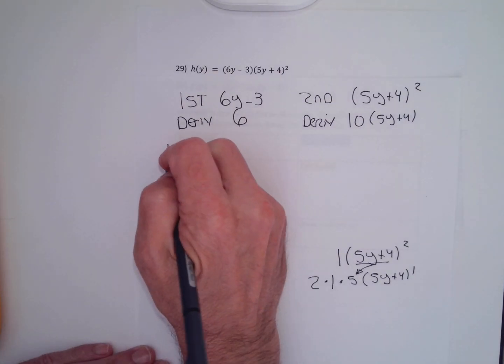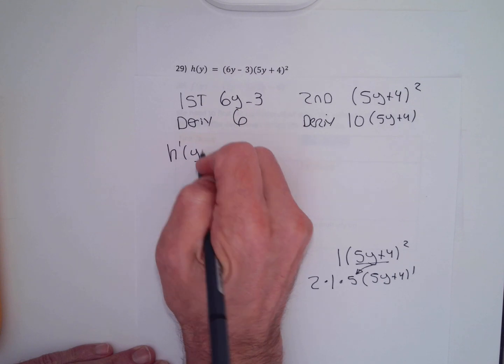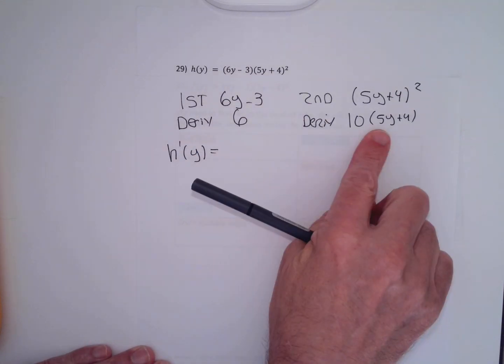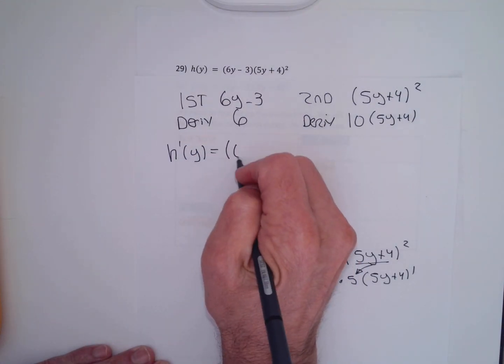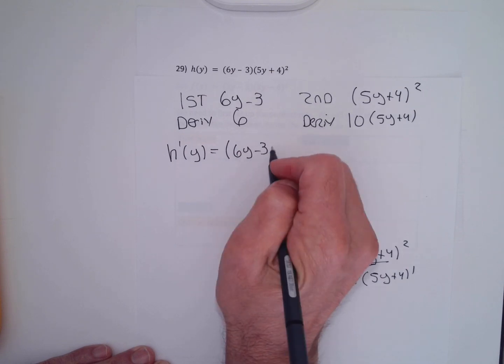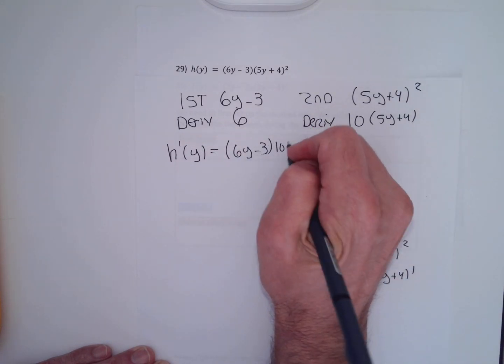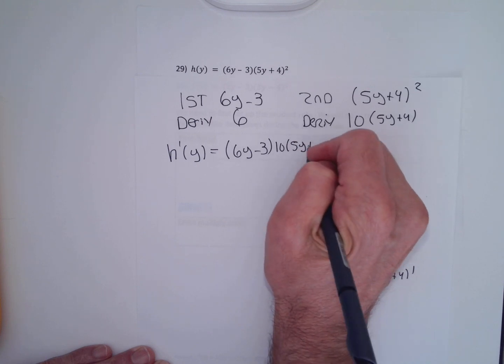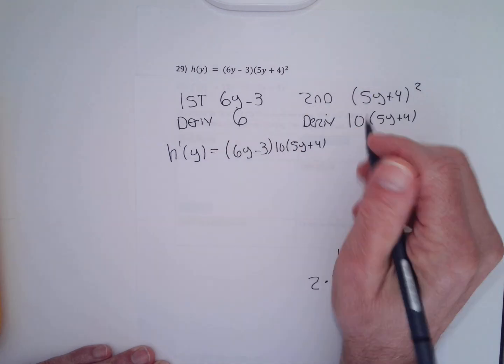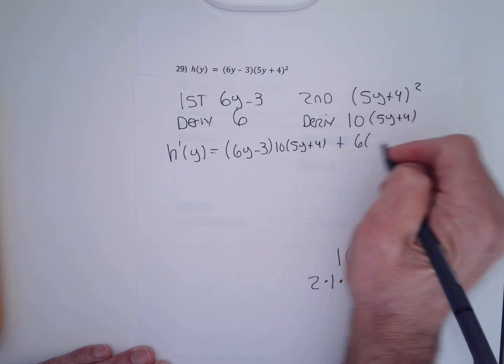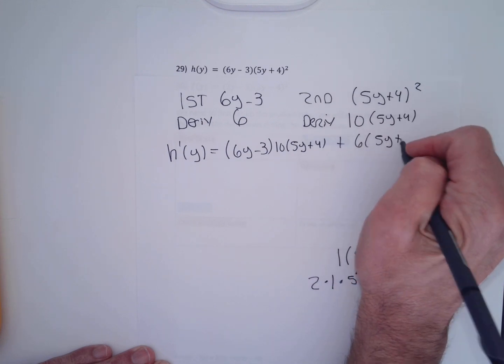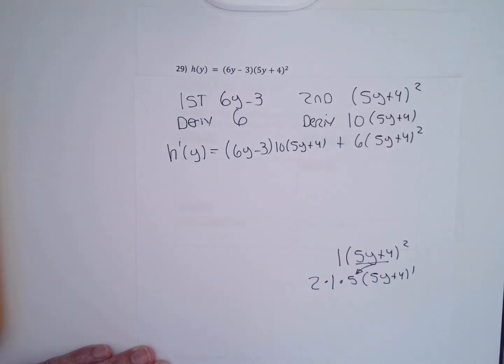So now I'm going to write my derivative. My derivative is cross multiply this way: (6y minus 3) times 10 times (5y plus 4), cross multiply this way, plus 6 times (5y plus 4) squared.